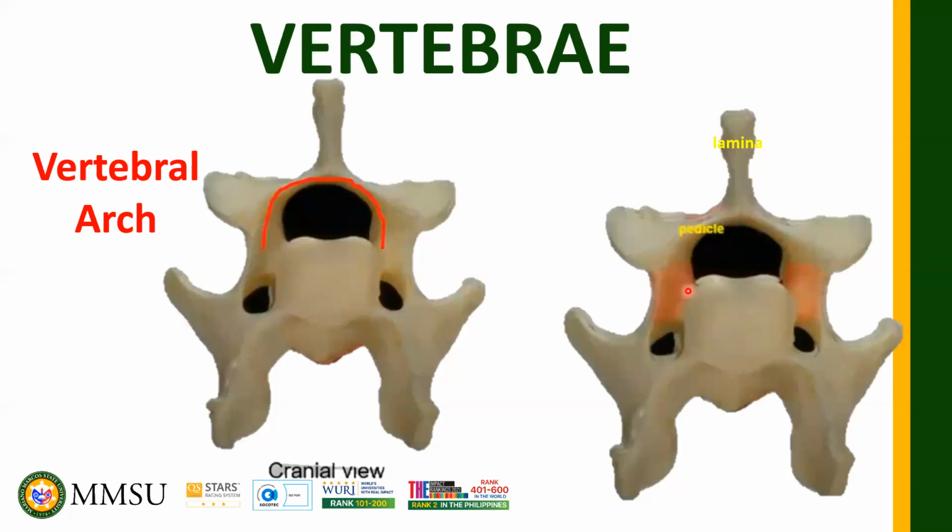Etong pedicles, usually they are short na projections that extend from the vertebral body and they usually connect to the laminae. Si laminae, flat bone sila or flat plates ng bone that usually extend from the pedicles and they usually meet in the midline. So they usually form the posterior part of the arc. Okay, so the vertebral arc along with the vertebral body encloses usually and protects the spinal cord.